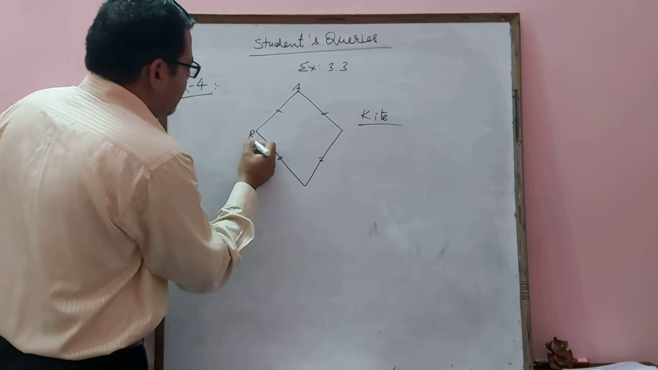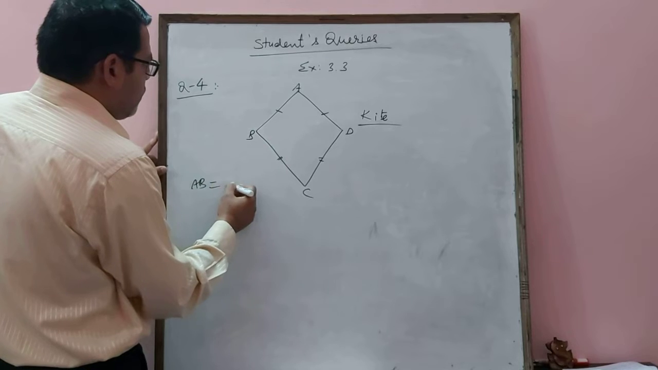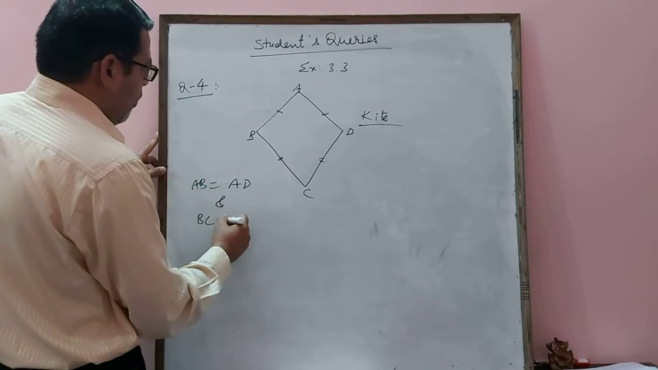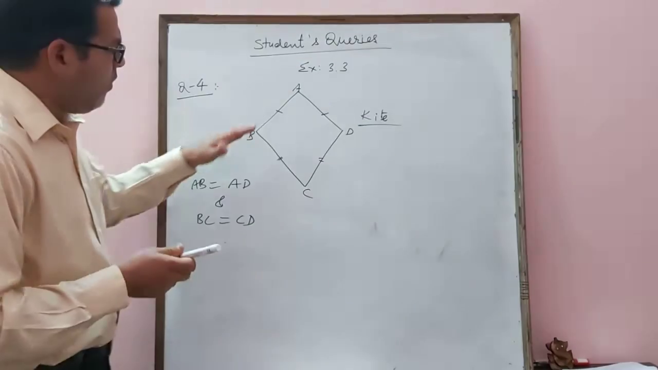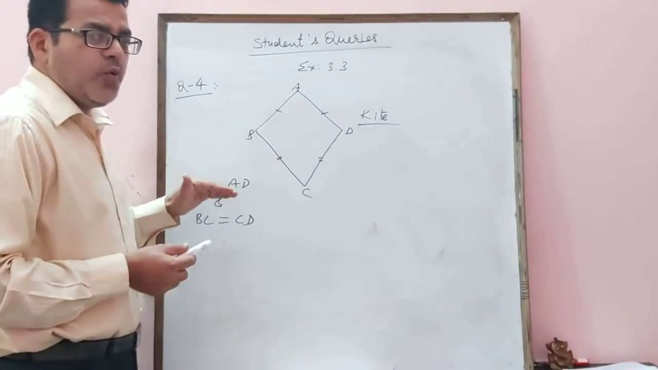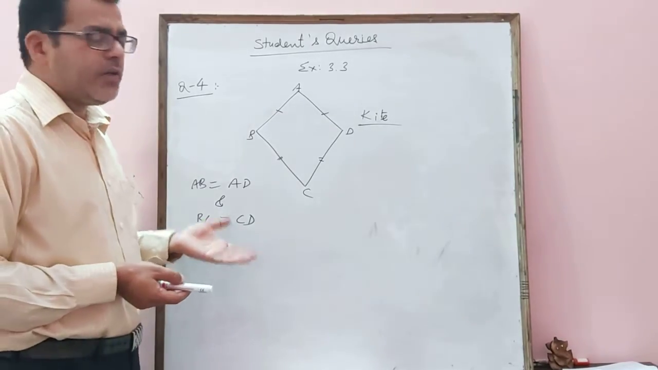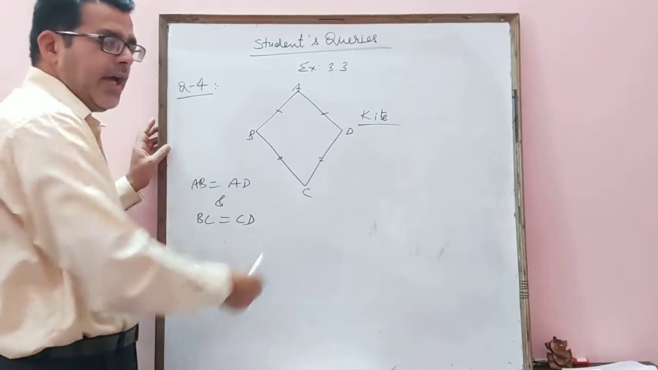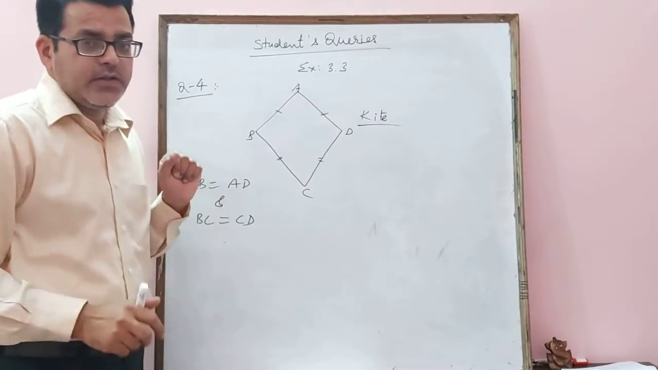Suppose this is A, this is B, this is C, this is D. So AB equals AD and BC equals CD or DC. So kite, and in a kite the opposite angles are also equal. Hope you understand. So the answer is kite, and we can draw it like this. These two sides and these two sides are equal.